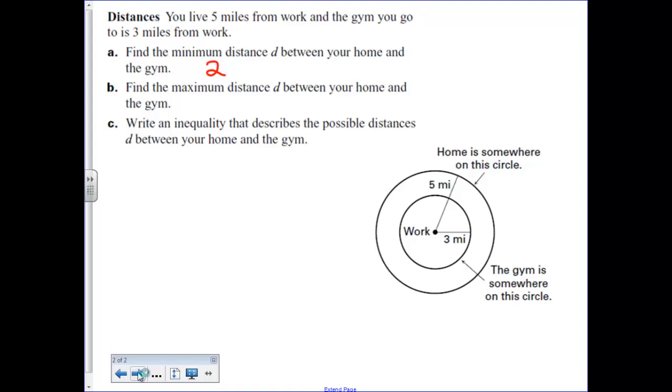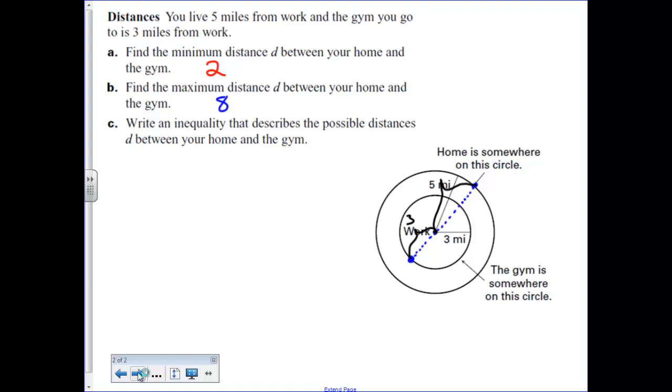Next question, maximum distance. Well, let's go ahead and take the gym and put the gym on the other side. So let's say your house is here. Draw a straight line through, and let's suppose the gym was right there. Okay, so that one we know we have to walk past work, which is 5 miles, and from work over to the gym is another 3 miles. So our maximum distance would be 5 plus 3, which would be 8 miles.